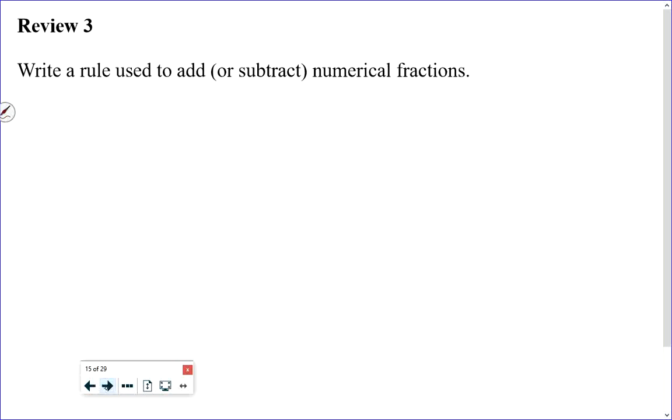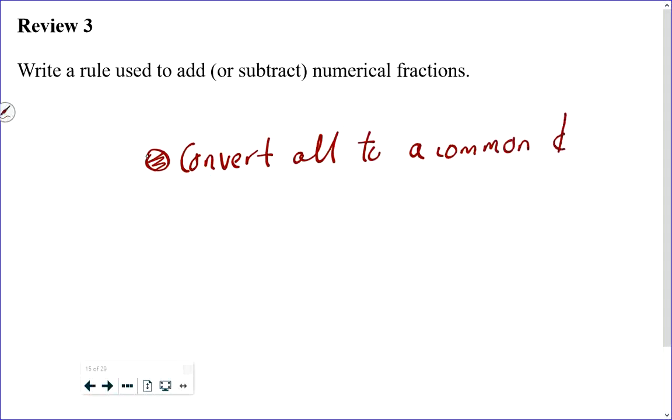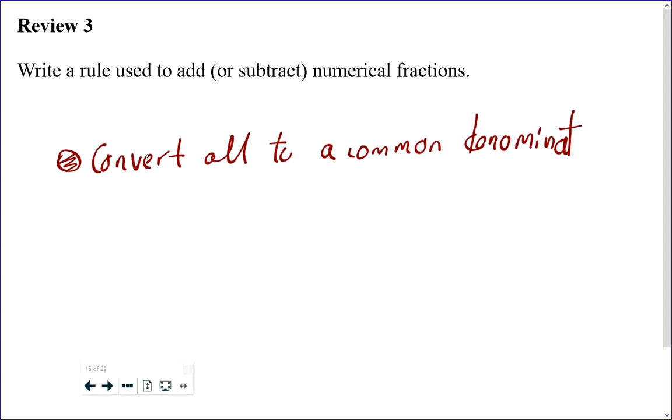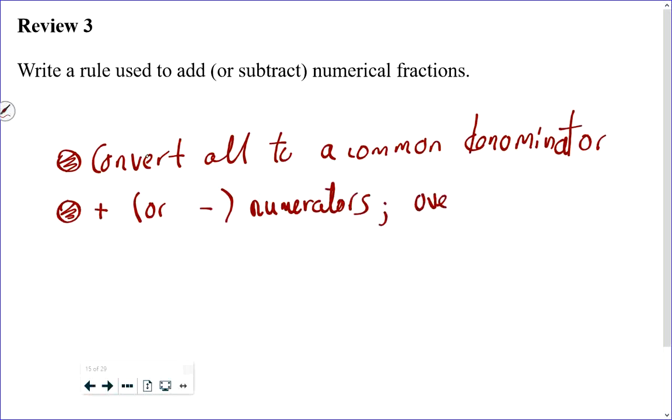So write a rule used to add or subtract numerical fractions. Basically, convert all to a common denominator, add or subtract the numerators, and it's over the common denominator. That's it. And I feel as though I probably shouldn't need to write that down.